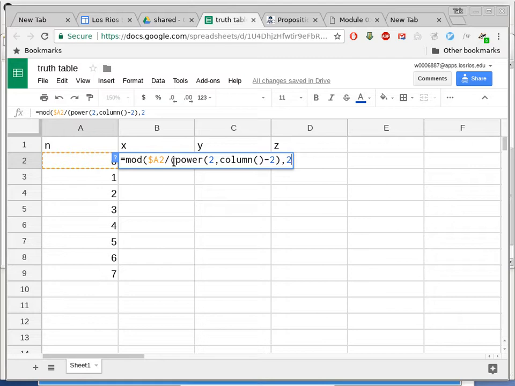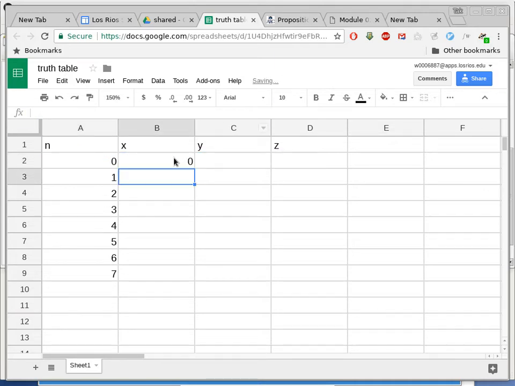Let's see. The power. I think I got my parentheses messed up here. I got an extra open paren here, so we can just get rid of that one and then close this one. That closes the mod, right? Yep. Okay, let's see whether this works or not. So we just copy a bunch. Okay, alternating.